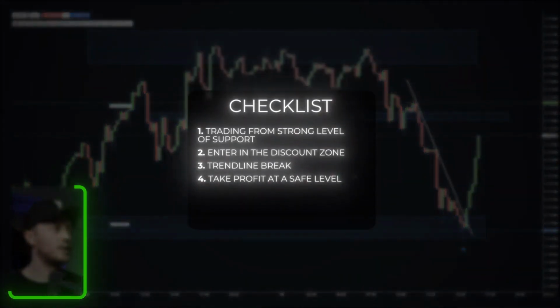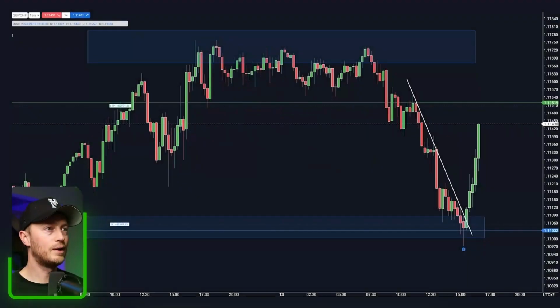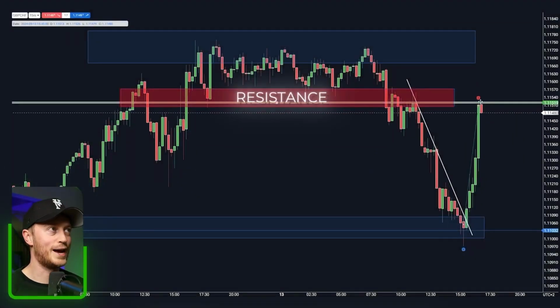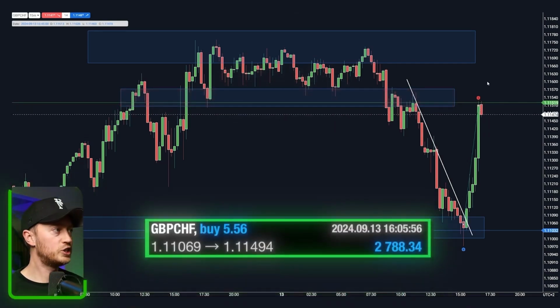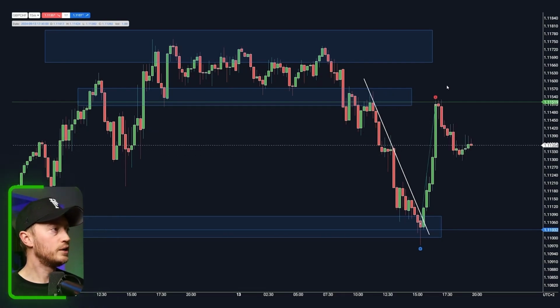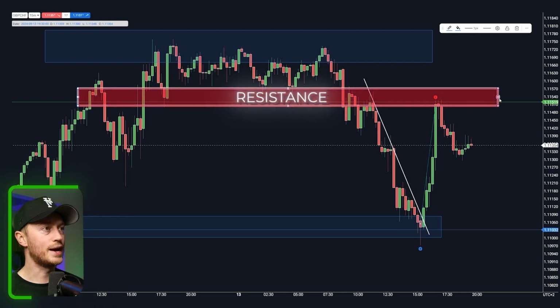The next thing I want to focus on is taking my take profit at a safe level. You could see we have a level of resistance right here, and look at that. We pushed up so fast, we smashed my take profit for $2,800. Now you can see if we play this forward a little bit, the trade starts to go down, right? So this was a good level of resistance, a good area to exit the trade.